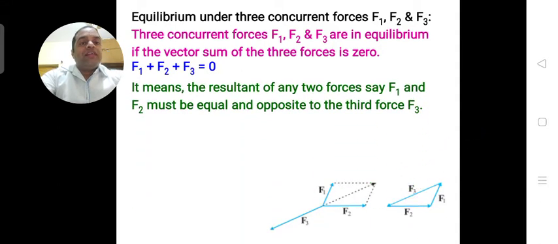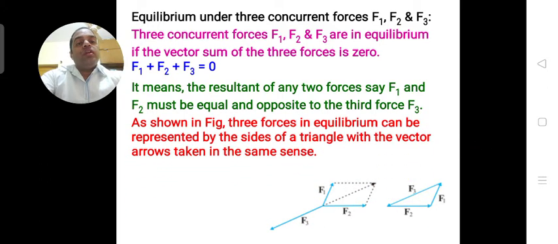It means that the resultant of any two forces, say F1 and F2, must be equal and opposite to the third force F3. We can take the resultant of any two forces, and the resultant of those two forces must be equal and opposite to the third one. As shown in figure, three forces in equilibrium can be represented by the sides of a triangle with the vector arrows taken in the same sense.